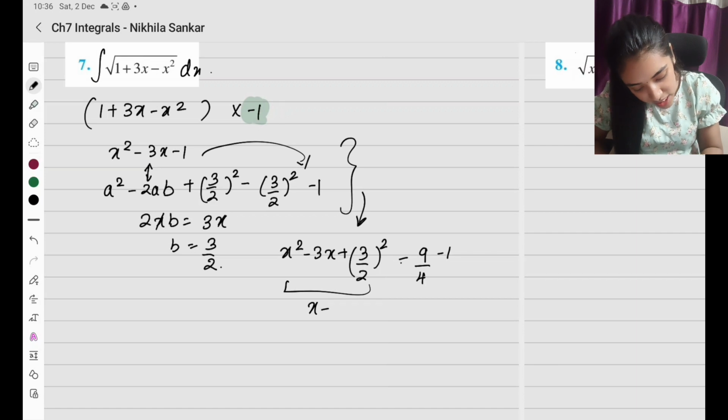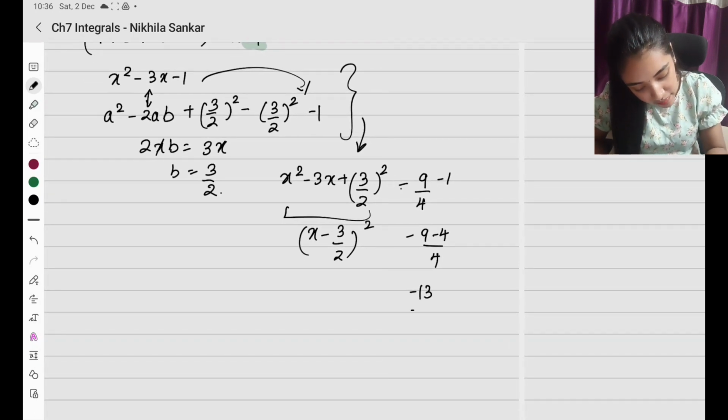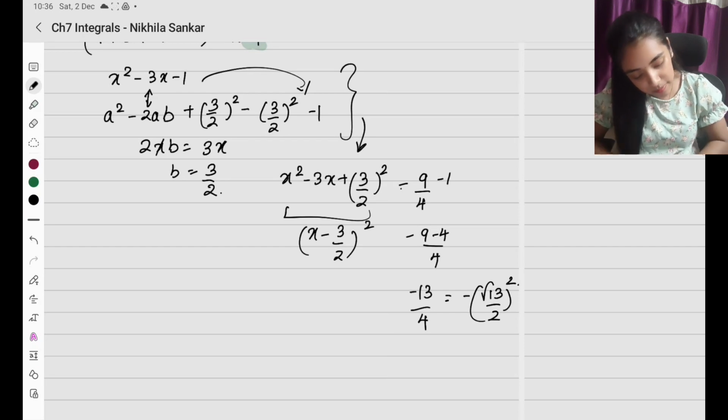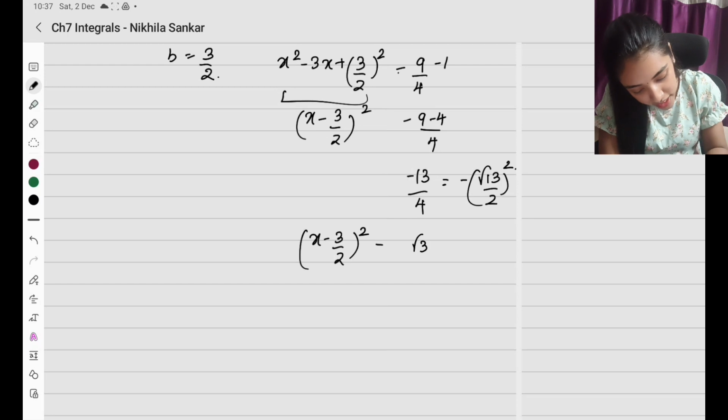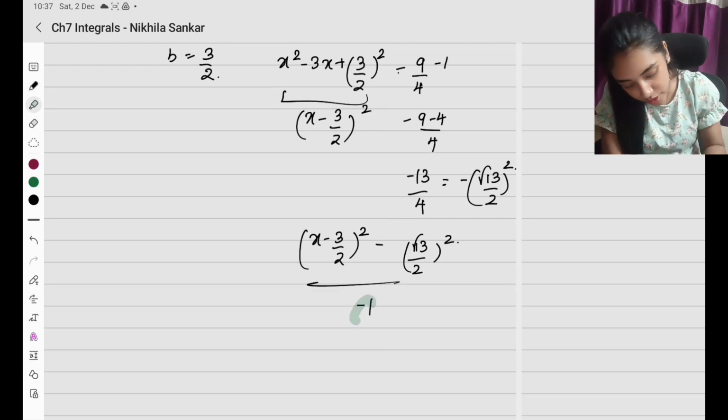So from this I have x minus 3 by 2 the whole square. Taking the LCM, minus 9 minus 4 divided by 4, which is minus 13 divided by 4, which is minus square root of 13 by 2 the whole square. So the function inside the square root is x minus 3 by 2 minus square root of 13 by 2 the whole square, but don't forget to divide by minus 1.